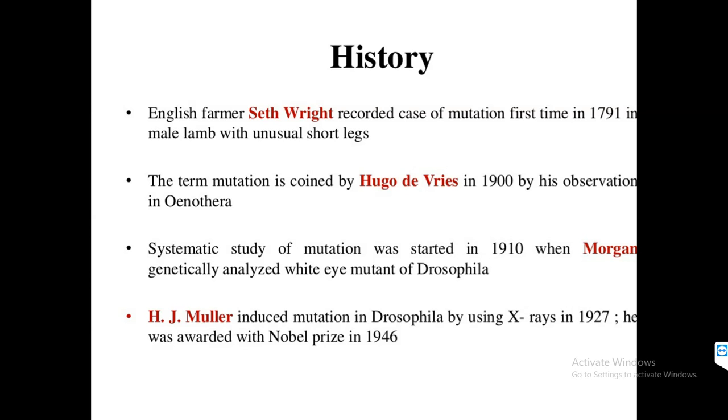Then came H.J. Muller, and he induced mutation in Drosophila. Induced mutation means the mutation which is done by us, by human beings externally, and it is not by the environment itself. So he induced mutation because he wanted to do some experiments. He used some mutagens, which cause mutation, and induced them in Drosophila by using X-rays. He did it in the year 1927, and for this he was awarded a Nobel Prize in 1946.